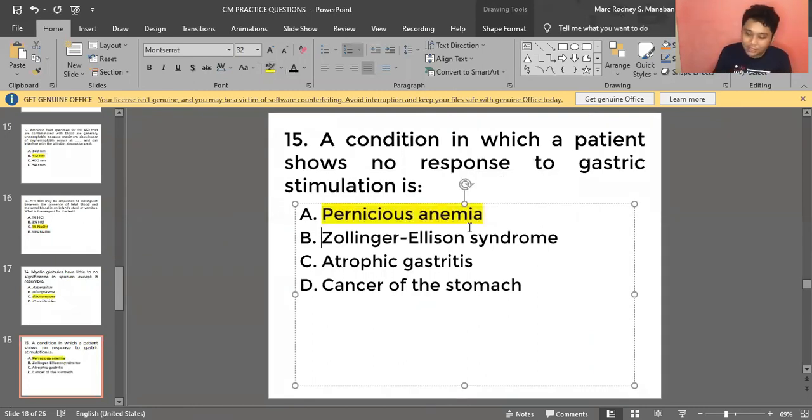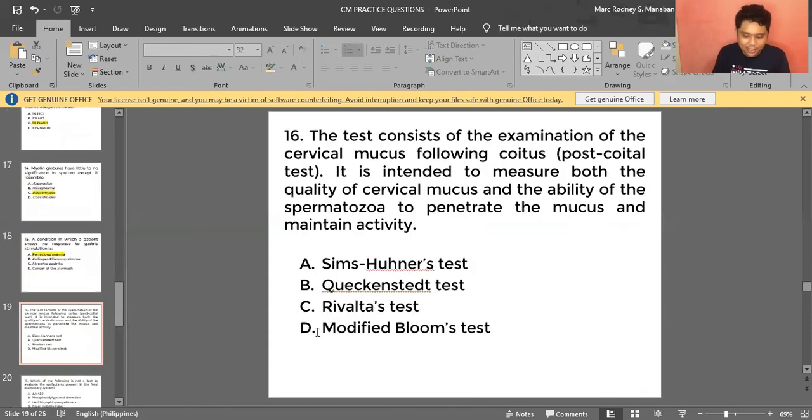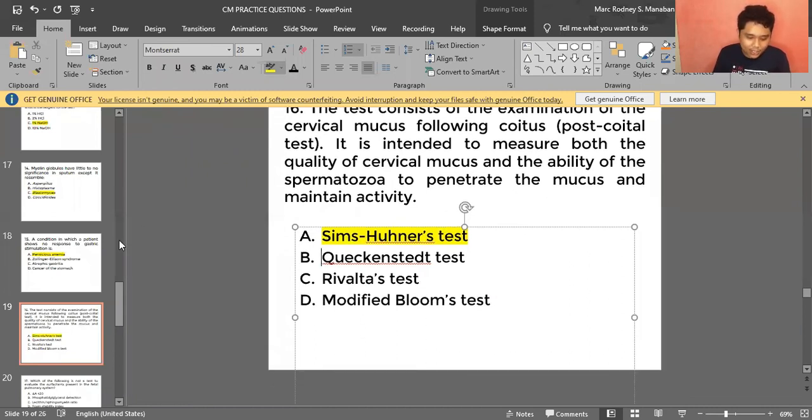Take note of that. So therefore, since ito na disease na highest levels of gastrin, okay? Highest levels of gastrin. Zollinger-Ellison, ZE syndrome. Number 16, this is known as the Sims-Huhner's test, alright? It measures cervical mucus, okay? And the ability of the spermatozoa to penetrate the mucus, okay? So Sims-Huhner's test. I will upload it tonight, after our lecture.